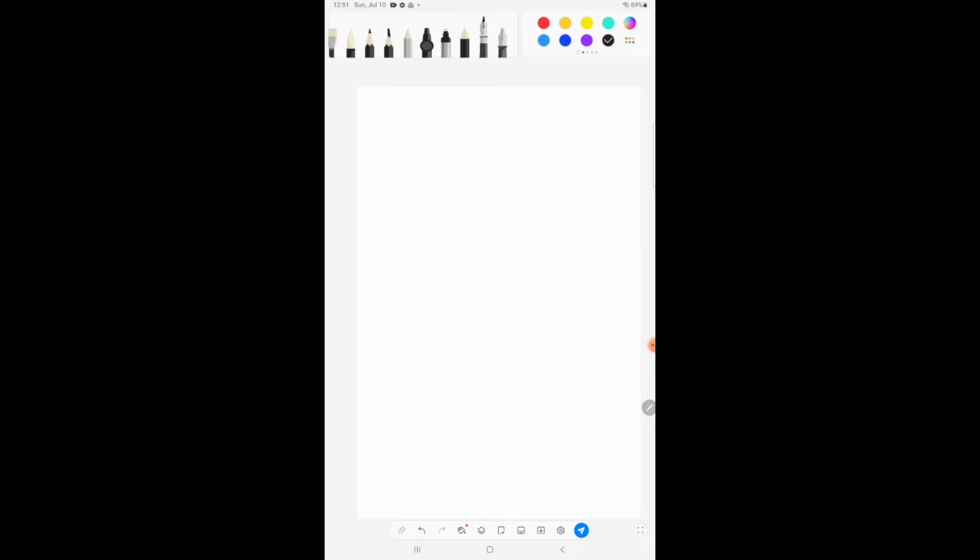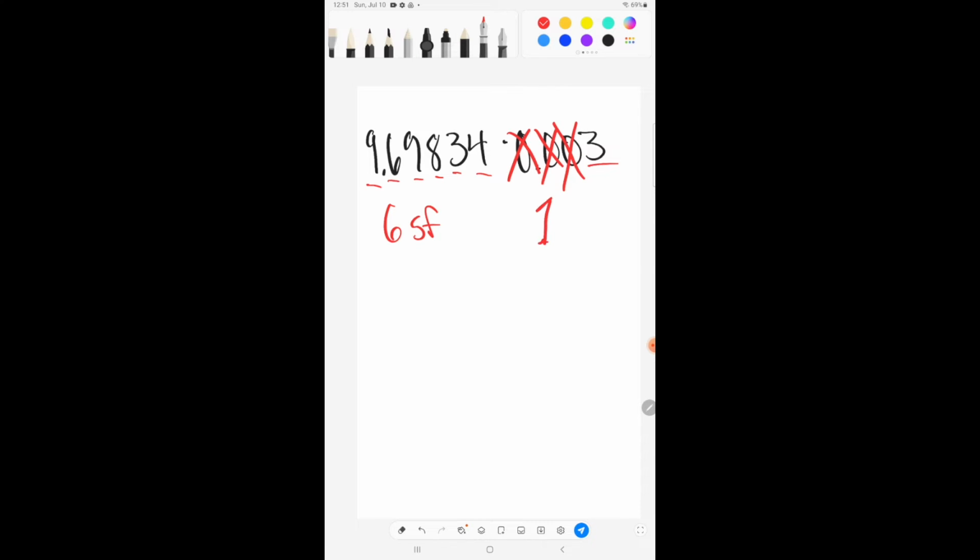Okay, so now let's do a practice problem. Let's say we have 9.69834 multiplied by 0.003. Now this number has 1, 2, 3, 4, 5, 6 sig figs. And this number, well, these zeros are not sig figs because they are leading zeros. This one has 1 significant figure, 1 sig fig. So if we do 6 sig figs times 1 sig fig, we know our result must only have 1 sig fig.